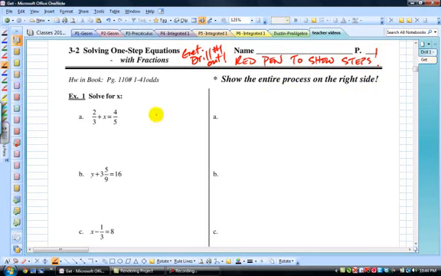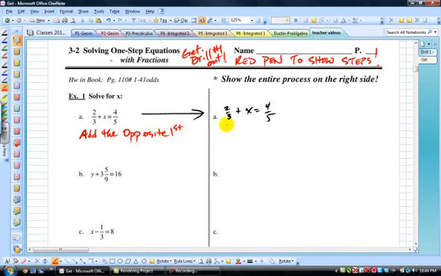So here we go. Let's go over some basic equations dealing with fractions. Let's learn how to take 2/3 plus x, set equal to 4/5, and solve that. In this type of equation, you want to add the opposite first. Let me state that in red. Add the opposite first.